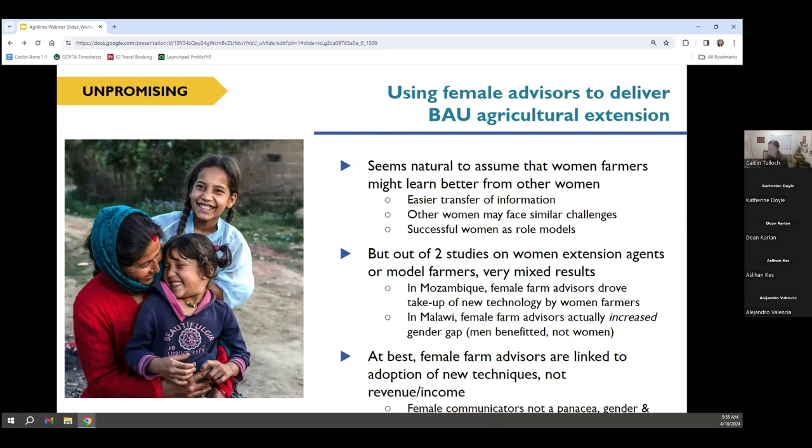So the way that I would view this result is not to say, oh, don't consider using female farm advisors, just stick with the status quo. But I think the point is this is definitely not going to be a panacea. And where it's used should really be thoughtful and careful in considering what the role of women as communicators is going to look like in that context, because it is not as simple as saying women will communicate more effectively with women farmers. It's much more contingent and context specific than that.